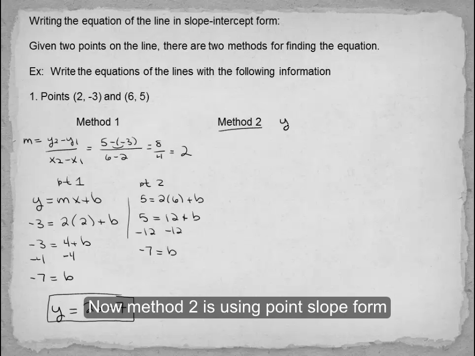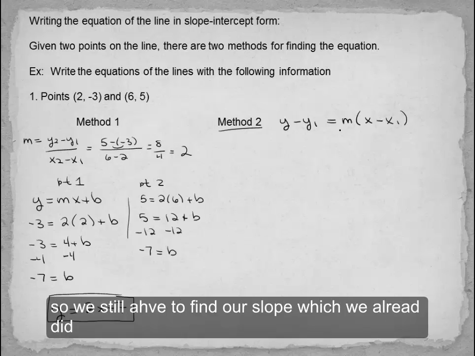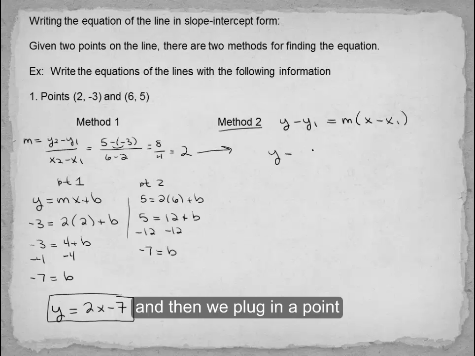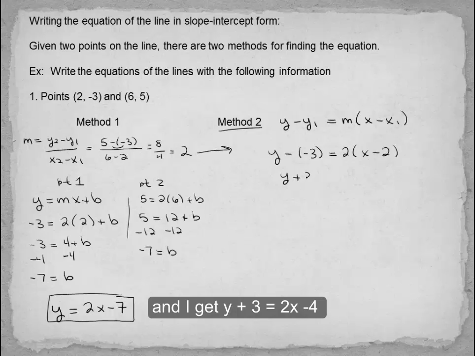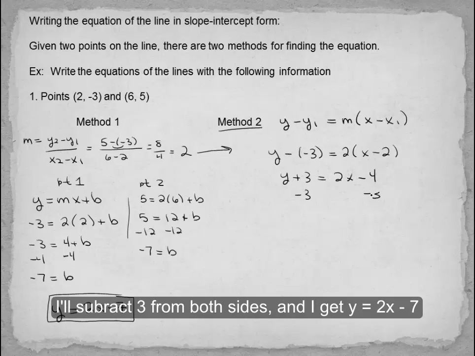Now method 2 is using point slope form. So we still have to find our slope, which we already did. And then we plug in a point. We can use either point, so I'm just going to use the first one. And I get y plus 3 is equal to 2x minus 4. I'll subtract 3 from both sides, and I get y is equal to 2x minus 7.